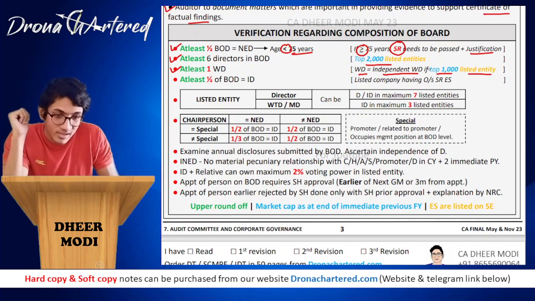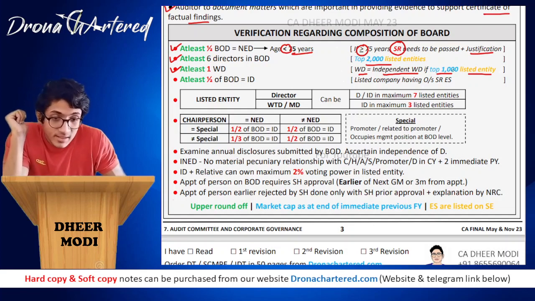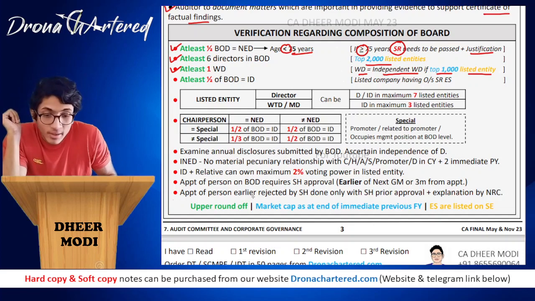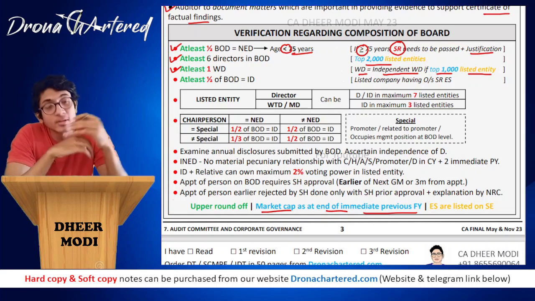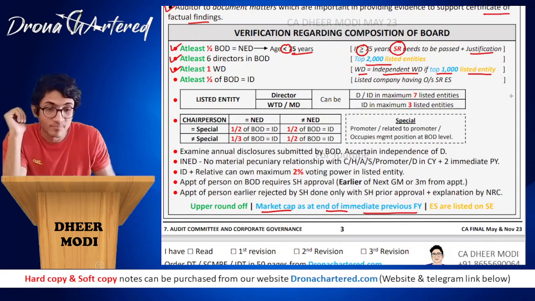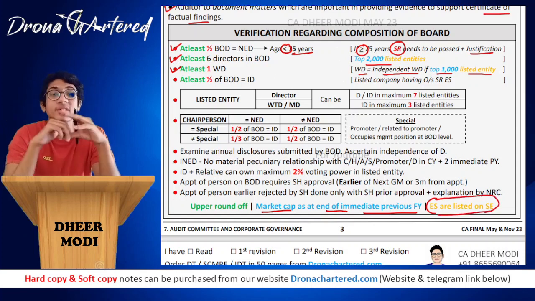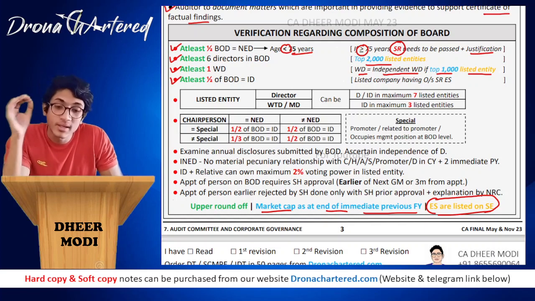I will also tell you why I have colored these different colors. Anything in green means you have to round off upward. Anything in blue, when we say top 2000, top 1000, so when? This is your market capitalization as at the end of the immediate previous financial year. That means the end of the previous financial year, on that date the market capitalization. And listed entity, what do you mean by listed entity? That means whose equity shares are listed on the stock exchange. Only and only if equity shares are listed.